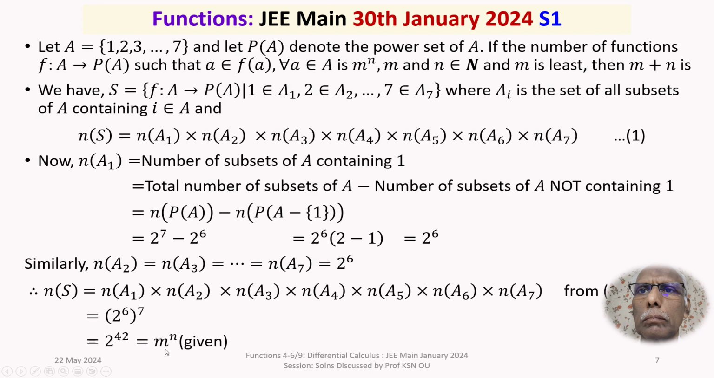That is given to be m power n. So m will be 2, n will be 42. Required to find the value of m plus n. Right. The answer is m plus n is equal to, m is 2, n is 42, the total is 44. So that is the answer. The answer for m plus n is 44. That is the detailed discussion of the solution of this problem, and I am sure that you have understood the solution of this. Let's now move to the next question.